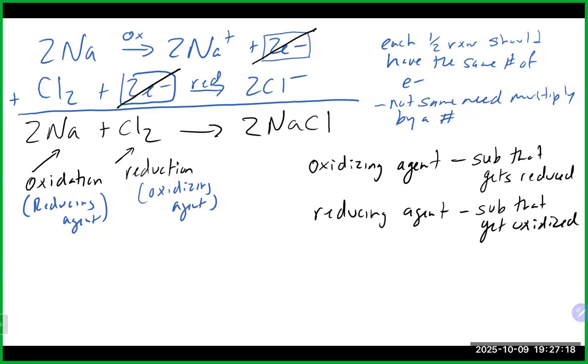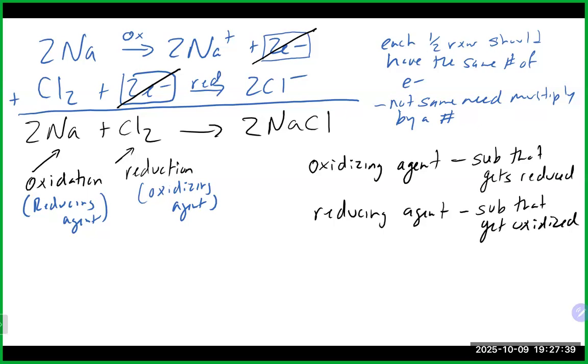So it's basically opposite of what's happening. By the way, when you're asked what is being oxidized, what is being reduced, what is the oxidizing agent, the reducing agent, those are always found on the left-hand side of the arrow, on the reactant side. So you find all those things on the reactant side of the arrow. Any questions on that there?